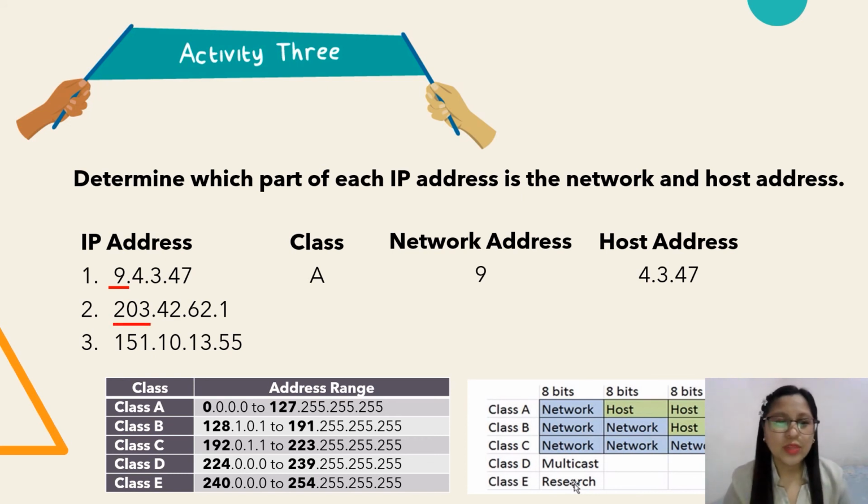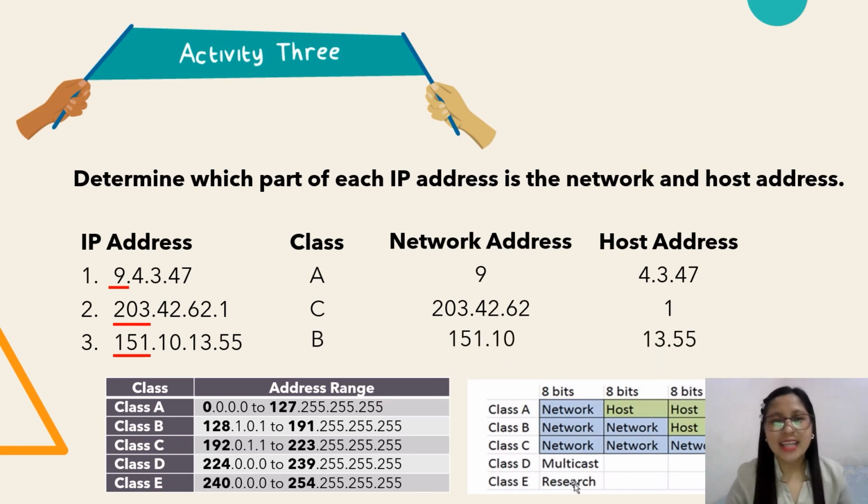In number 2, 203 falls under class C. Its network address is 203.42.62. And 1 is its host address. Number 3 is a class B IP address. Its network address is 151.10 and its host address is 13.55. I hope you got a perfect score in this activity.